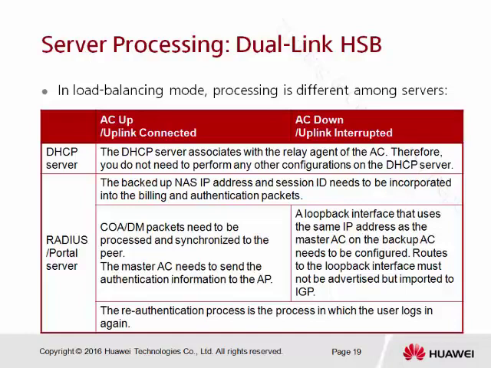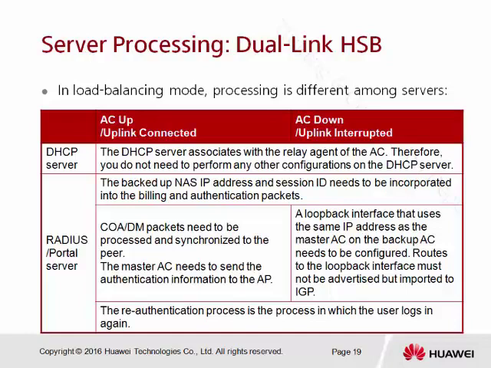The backup NAS IP address and session ID need to be incorporated in the billing and authentication packet. This is used for the RADIUS and the portal server. They follow a different rule compared with the DHCP server. So when the AC is up, the CoA DM packet needs to be processed and synchronized to the peer. The master AC needs to send the authentication information to the AP. So this is when the uplink is connected.